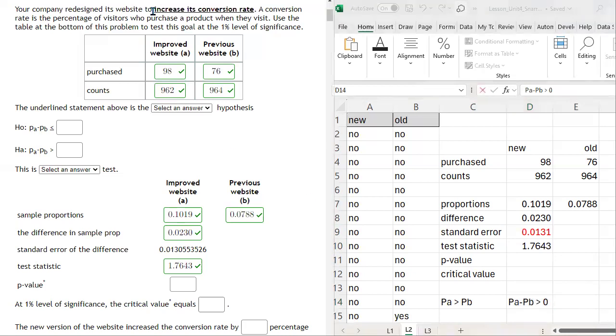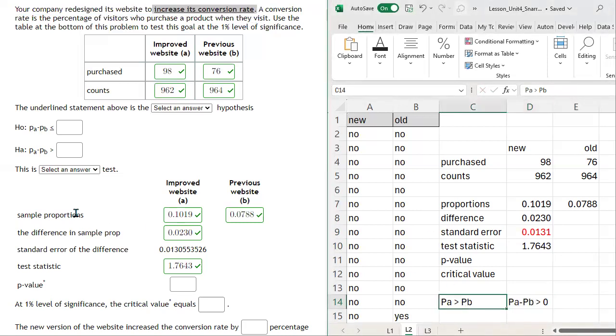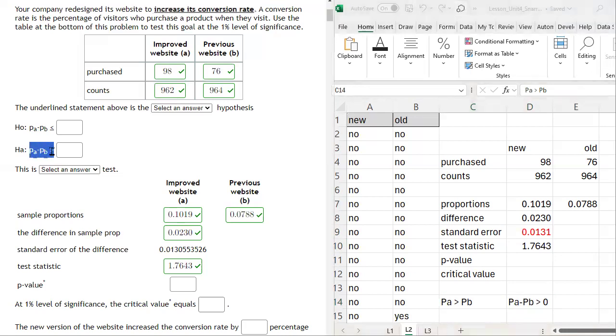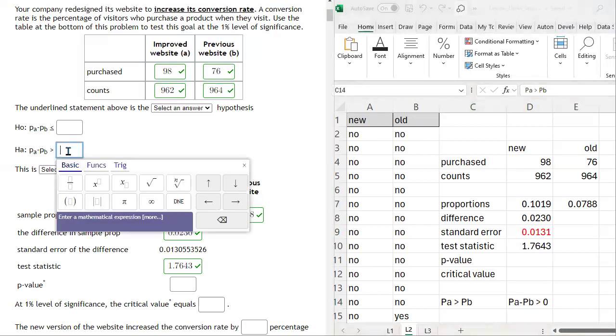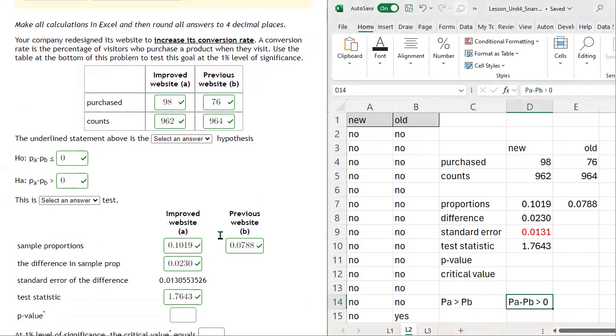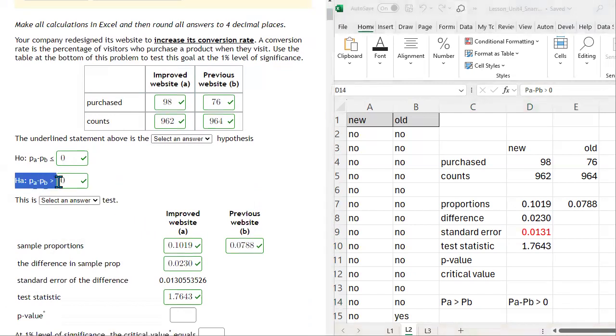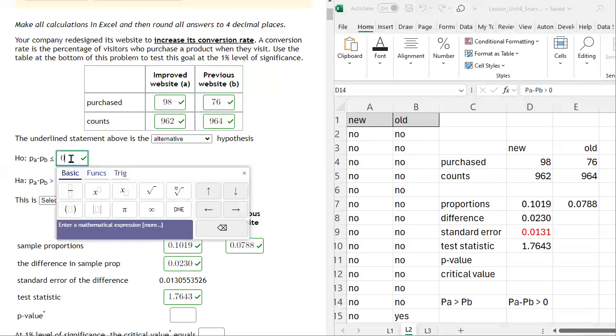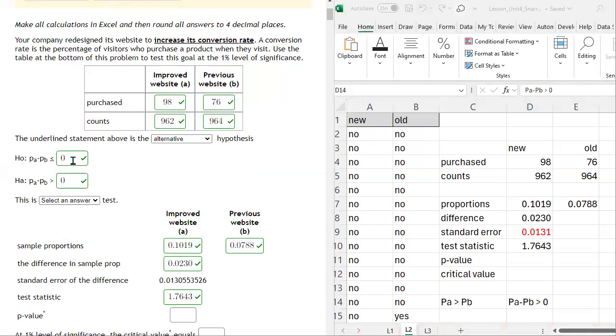So this right here is equivalent to that, which shows up in which hypothesis? It shows up right here, right? We got to make that 0. The hypothesized difference is 0 in both cases, right? So this is the alternative hypothesis, right? That's the alternative hypothesis. So this underlying statement is the alternative hypothesis. And this right here is the null hypothesis.